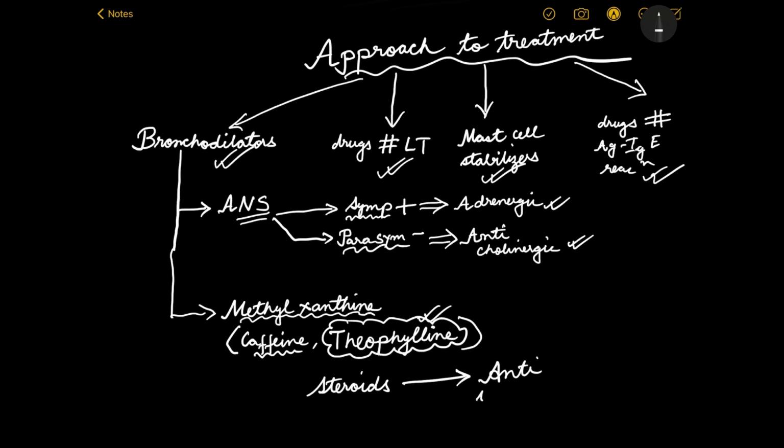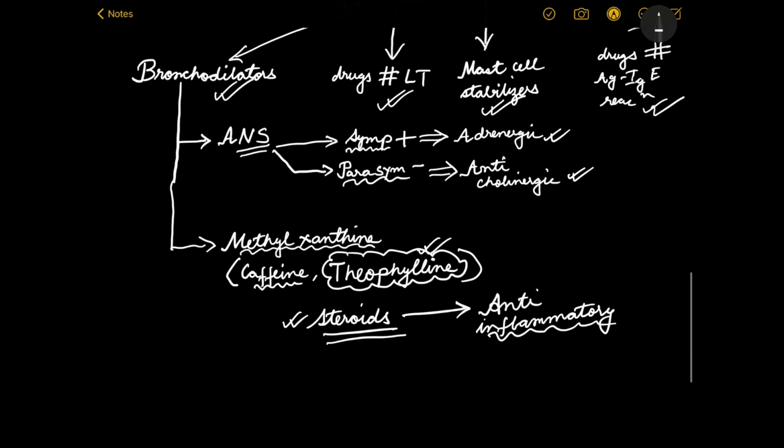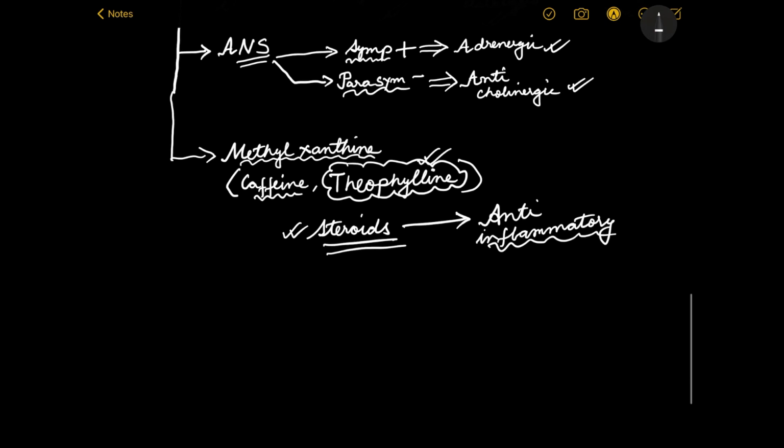Since they are anti-inflammatory, and since asthma is an inflammatory condition, that's why corticosteroids are a major drug treatment choice for chronic asthma. Okay, so this is also something that we'll be talking about later. So this is more or less the different avenues by which we can treat.